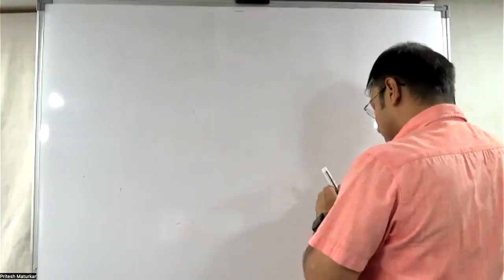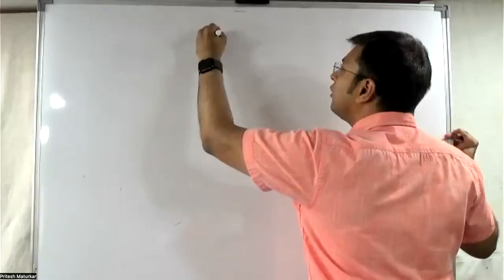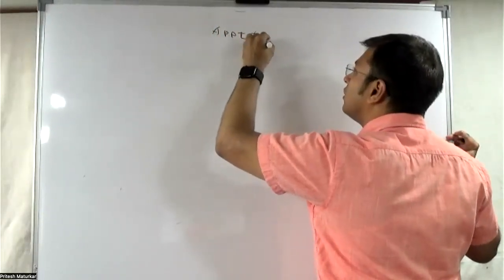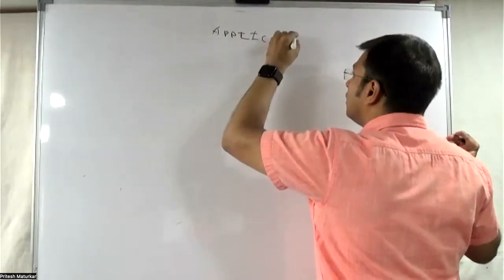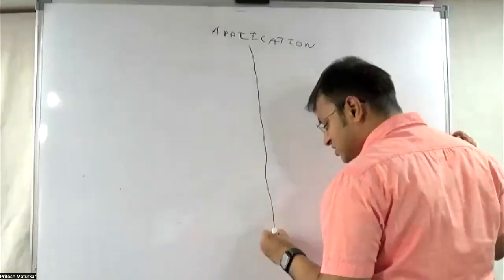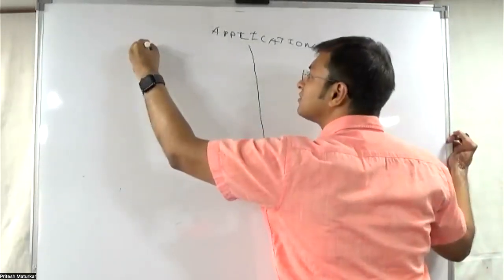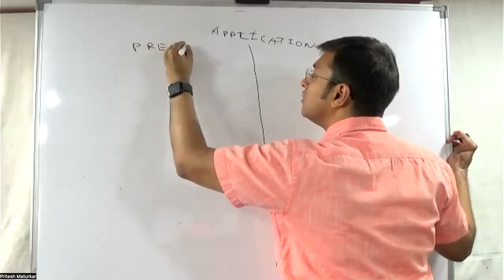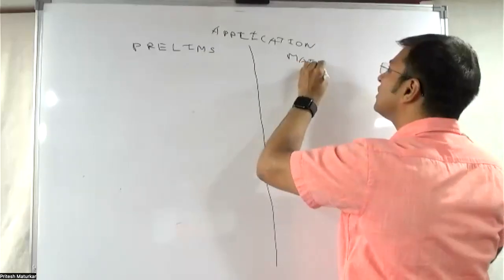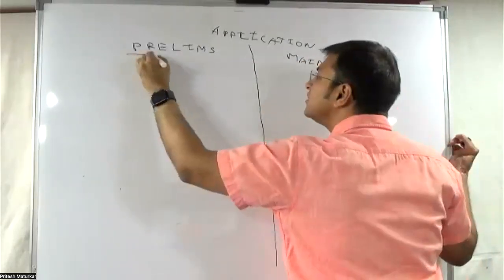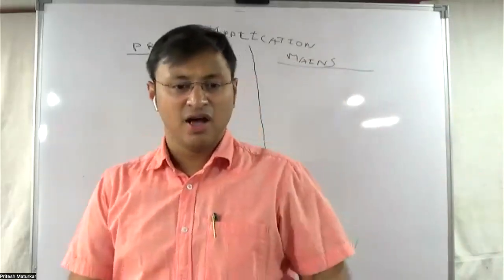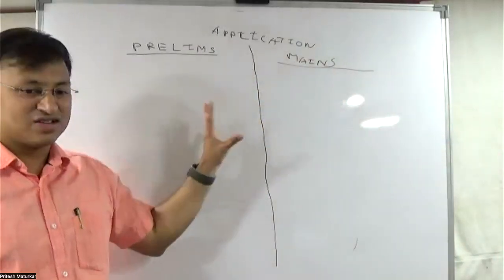So the last part is applicability, how you need to apply this map. In application, I will give you a direct distinction between prelims and mains. You need to have a clear-cut difference: how you need to do mapping in prelims and how you need to do mapping in mains. Majority of you will fail in this only.